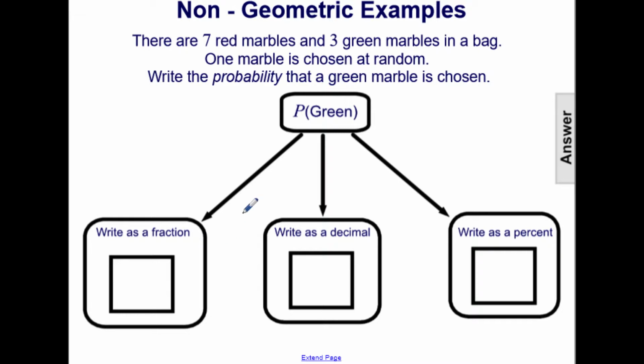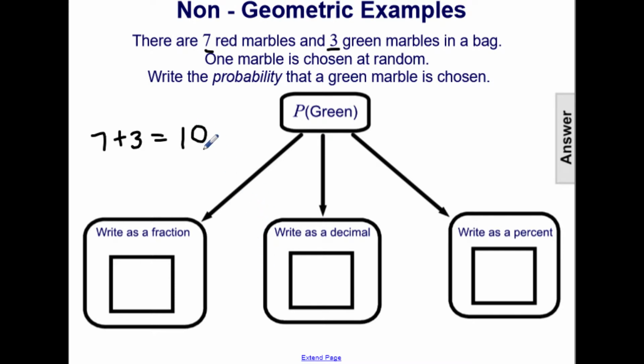So with the possible outcomes, we have to see, if you were to choose a marble, how many choices do you have? Well, we have 7 red marbles, and 3 green marbles. So that would be a total of 7 plus 3 would equal a total of 10 marbles. So that's the number of possible outcomes.